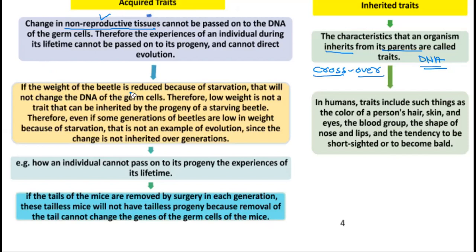Suppose the weight of a beetle is reduced because of starvation, that will not change the DNA of a germ cell. Therefore, low weight is not a trait that can be inherited by the progeny of a starving beetle. Even if some generations of beetles are low in weight because of starvation, that is not an example of evolution since the change is not inherited over generations. While in humans, traits include things like color of a person's hair, skin, eyes, blood group, shape of nose and lips, tendency to be short-sighted or to become bald. All are inherited characters.